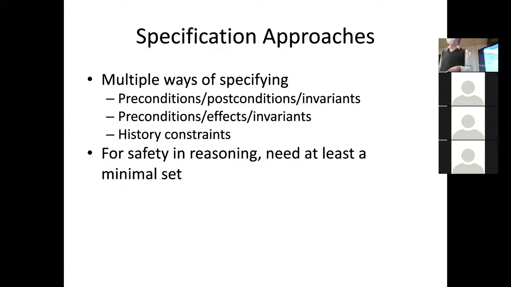So there are multiple ways of giving these specifications, contributing to an understanding of what's guaranteed by this code, this software contract. This contract provides guarantees: if you give me what I need to do my job, this is the job I'll do. One way is preconditions, postconditions, and invariants. Another is preconditions, effects, and invariants.